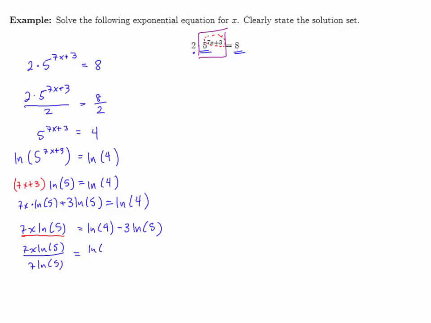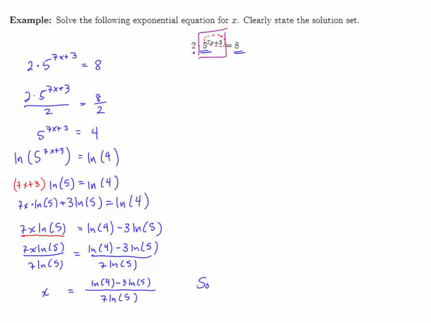And we'll do that on each side again. And that is our last step. So we just have that x is then equal to the natural log of 4 minus 3 times the natural log of 5. That's in our numerator. And then in that denominator, we have 7 times the natural log of 5.